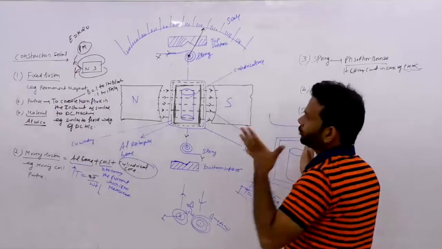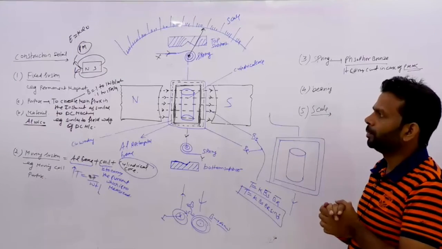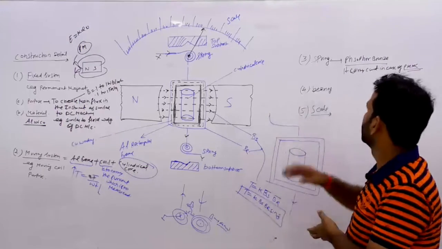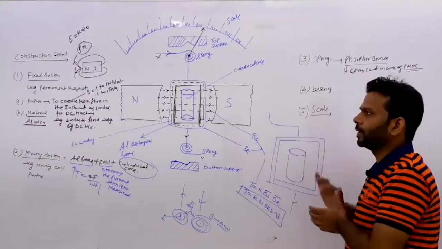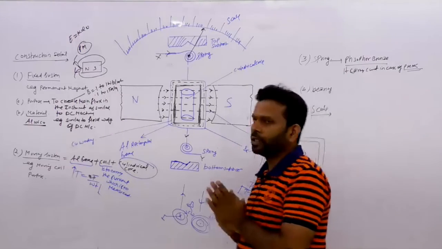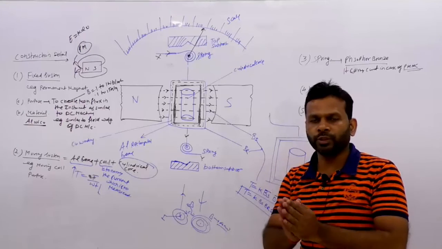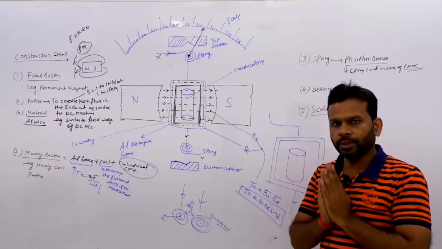Let's summarize our construction part. In a PMMC instrument, we have the fixed system, the moving system, spring, bearing and scale. The purpose of the field system is to provide the main magnetic field flux, similar to the DC machine field flux. ठीक है यहाँ तक?